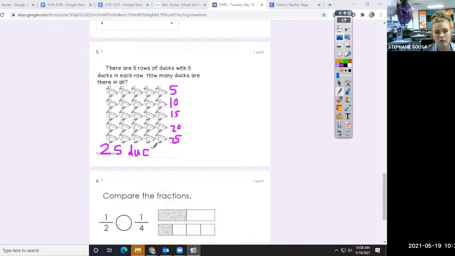Guys, I want you to remember, please, and listen to me very well. Google is goofy, okay? So if you put 25 and you forgot the word ducks, it said you were wrong, or maybe even vice versa. If you put 25 ducks with no space, it counted you as wrong, even though you had the right number. If you put 25 duck and forgot your S, it counts you as wrong.